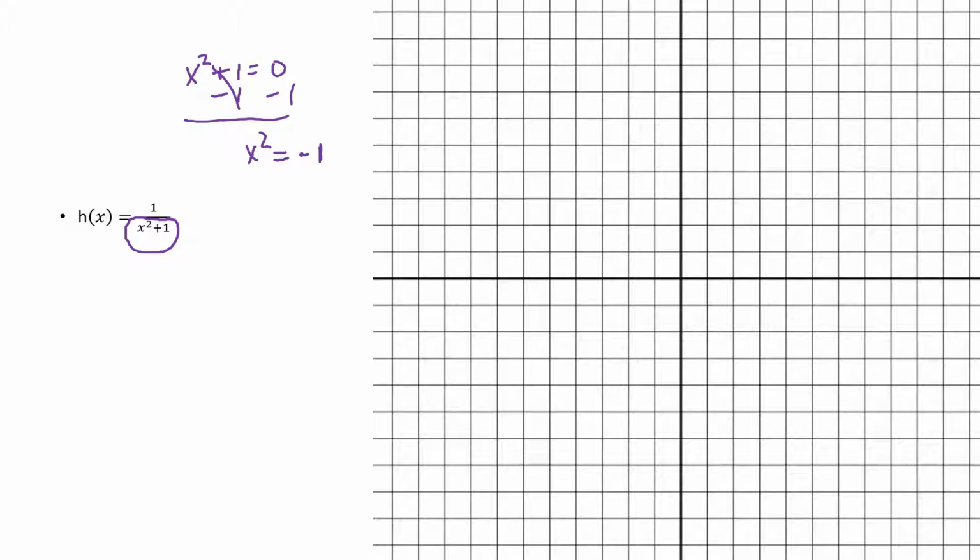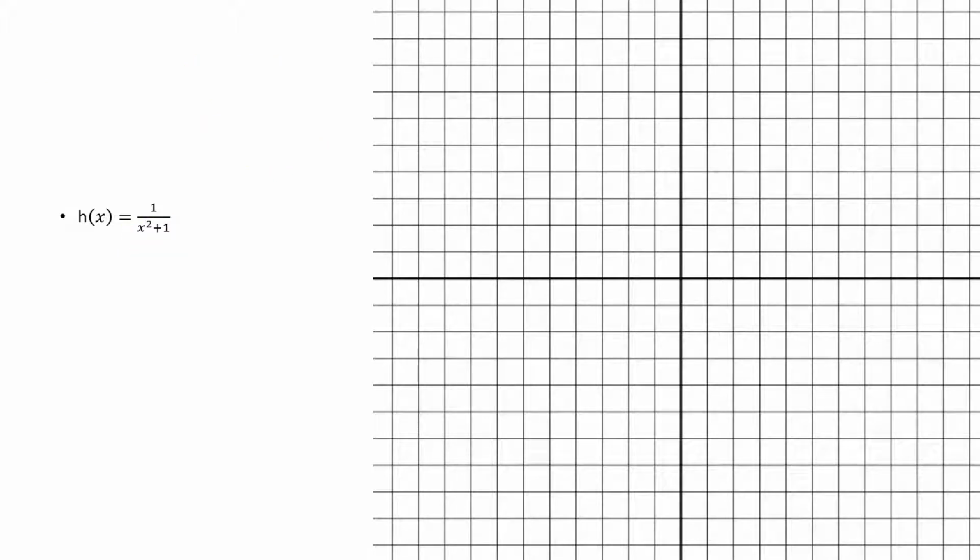No, we won't. In fact, even if we looked at x squared plus 1, anything we square has to be a positive number. And if we add 1 to that, it's still a positive number. There's no way that this can equal 0. So what that means is that we won't have a vertical asymptote.